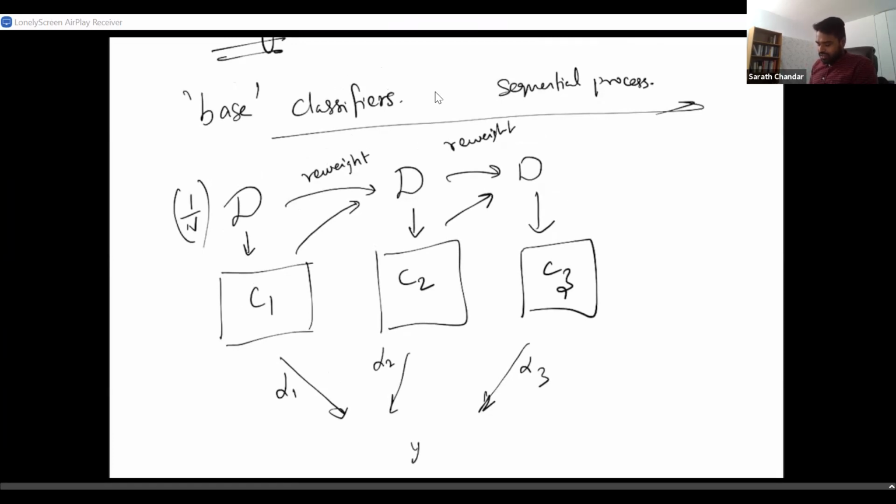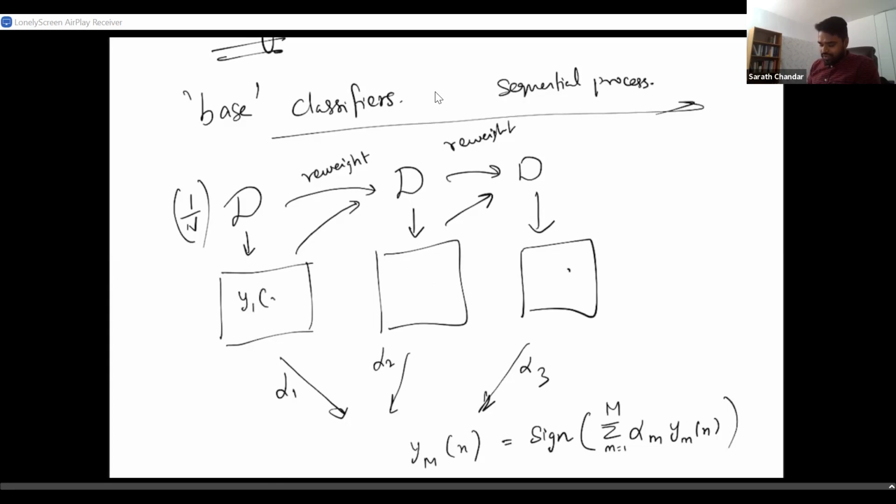So the final prediction, let's call it ym of x, which means there are m models. This is given by sign of the summation over m equal to 1 to capital M of alpha m ym of x. To make things easier, I'm going to call the first classifier y1 of x, the second classifier y2 of x, third y3 of x, and so on. These are my classifiers. Now this is the basic idea behind boosting.